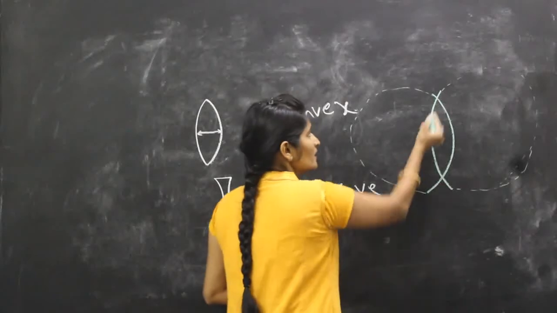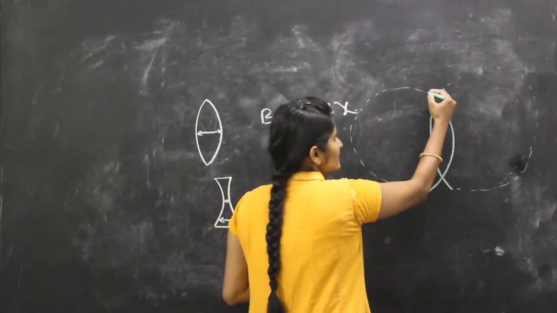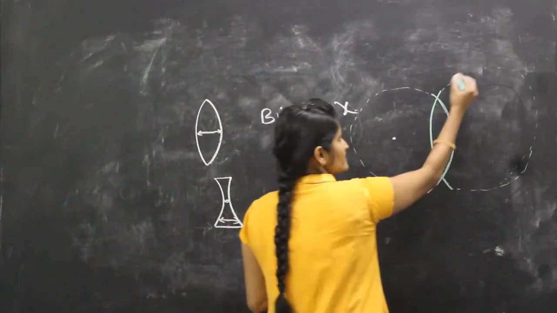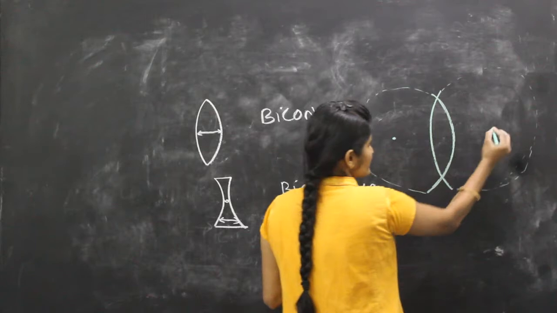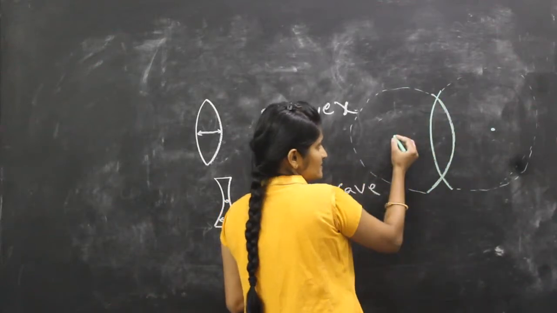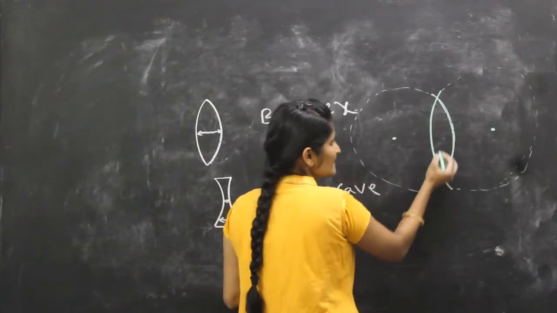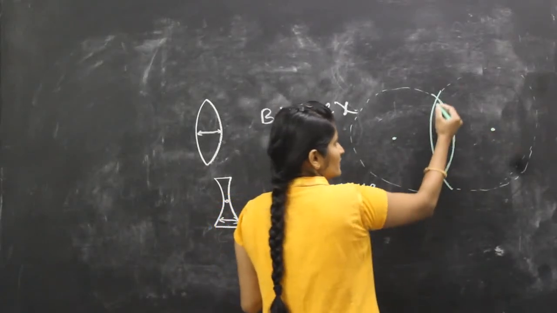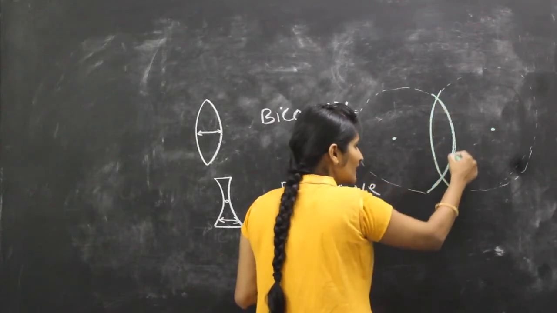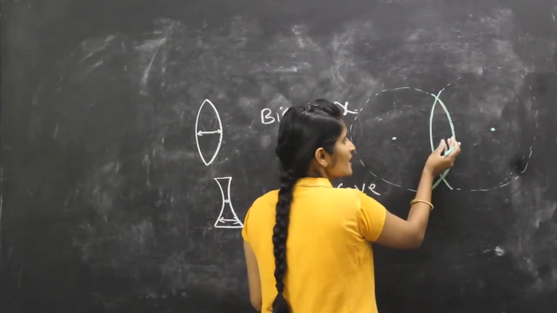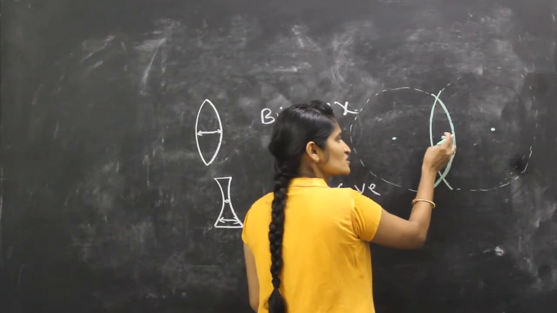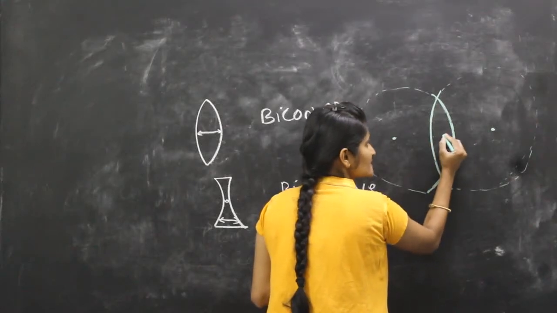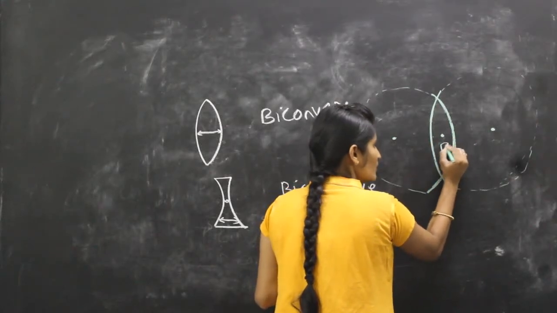So the center of one sphere is at this point and the center of the other sphere is at this point. That means a lens has two centers. And here we are considering the thickness as negligible. That means for understanding we are considering the thickness of a lens to be very small. Is it clear? And the geometric center of this lens is called the pole.